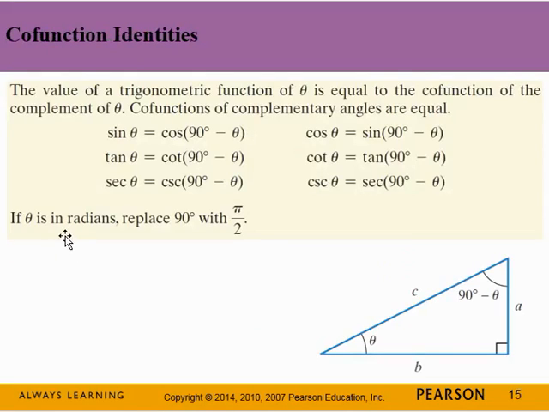So here are some cofunction identities. I would write those down. It sounds a little more confusing than it is. We're going to go over a couple examples which will make it make a little more sense.